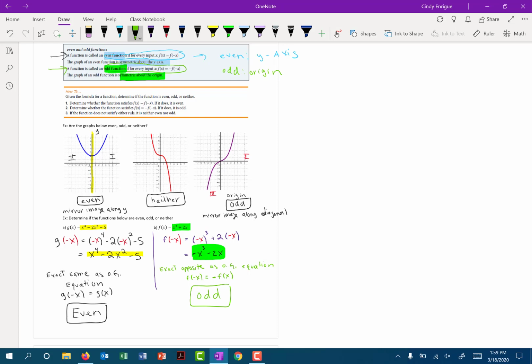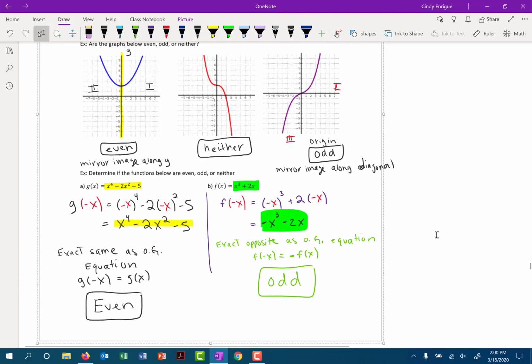Okay. So it all depends on what you plug in and what you get out. So you're always plugging in negative x to determine even and odd function. What you get out is going to determine whether it's even or odd. Okay, well I hope this makes sense, and if not, you know how to reach me.